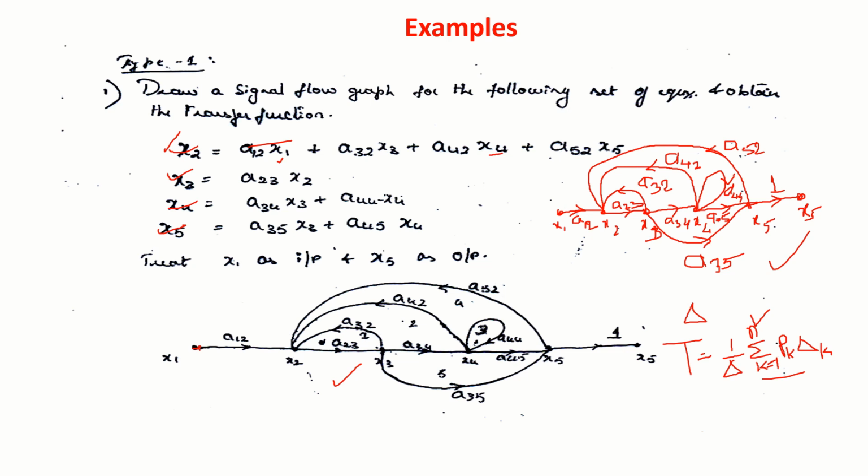See here, I start at this point and trace carefully. There is one forward path. Next, start here, go like this, take a deviation like this, go like this. This is the second forward path. In both cases I am not touching any node more than once.